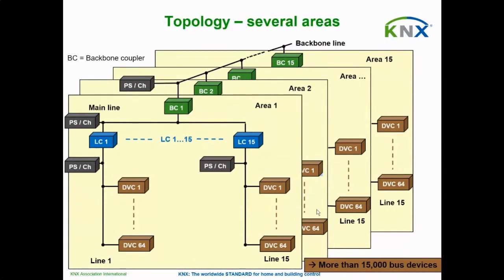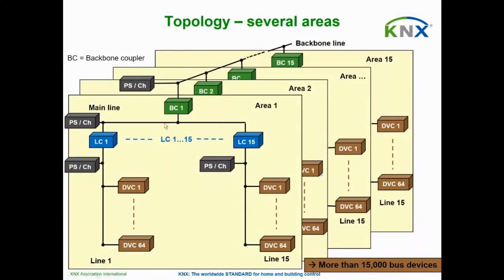If we want to connect several areas together, we can now connect them using a backbone line via a backbone coupler. You can see in this diagram, we have our original area one here, as we first started with. We have up to 15 lines on this area. So we've over 1,000 devices on area one. These devices are now linked via a backbone coupler, and the backbone coupler onto the backbone line then links all the areas. And again, we're up to a maximum of 15 areas. So we have 15 lines by 15 areas, by 64 devices per line, and this will give us up to 15,000 bus devices. So we can build quite a large, quite an extensive network just using this topology.